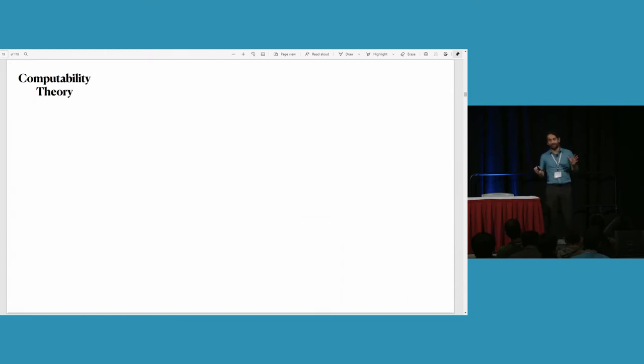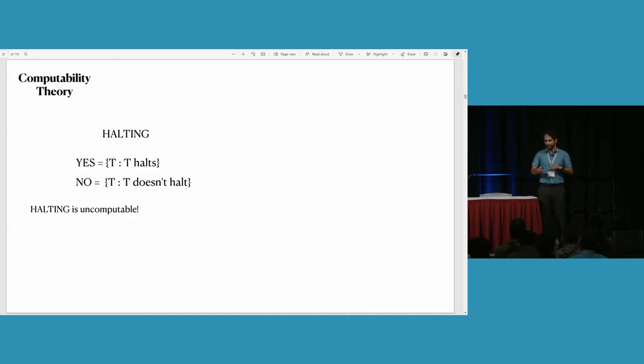But first, I need to give you a crash course on computability theory. So this is the theory that gives us the language to talk about the degree of uncomputability of problems and their relative hardness. You most likely have seen the halting problem. It's a decision problem, meaning that I have two sets. The set of yes instances are all those Turing machines that halt, and the set of no instances are those that do not halt. And if you're not familiar with Turing machines, for the rest of the talk, think about a C program or a Python program. It's all the same. Then the halting problem is asking us, given a Turing machine, whether it's a yes instance or a no instance.